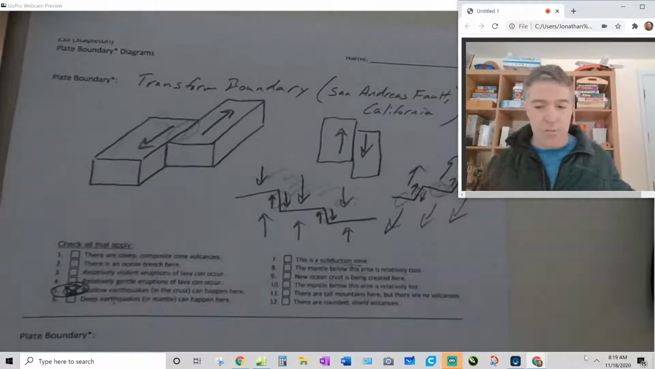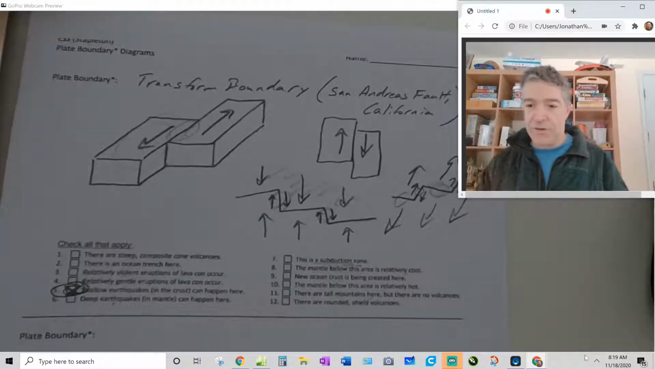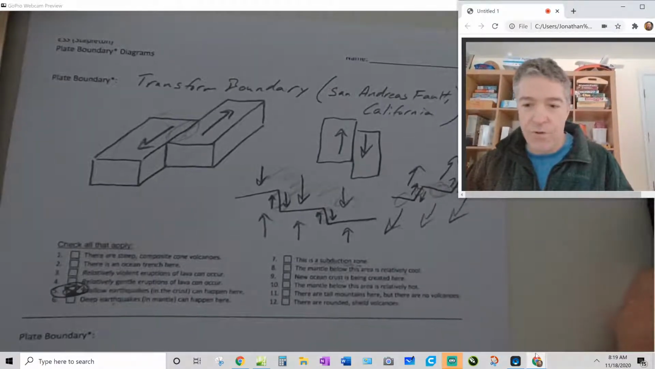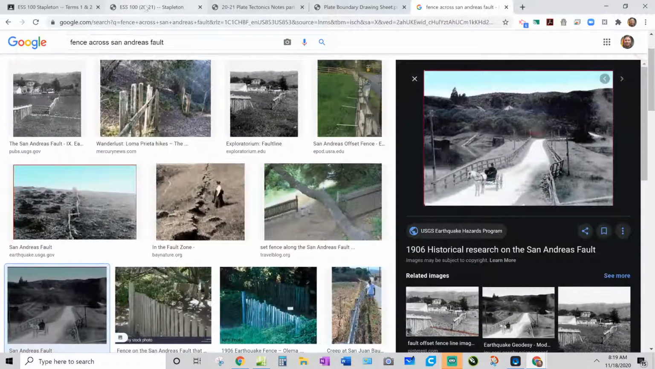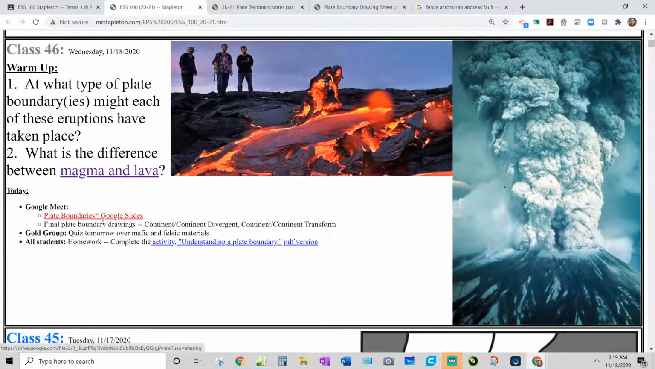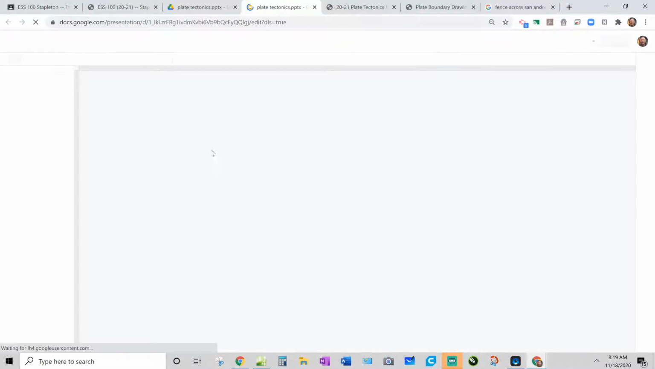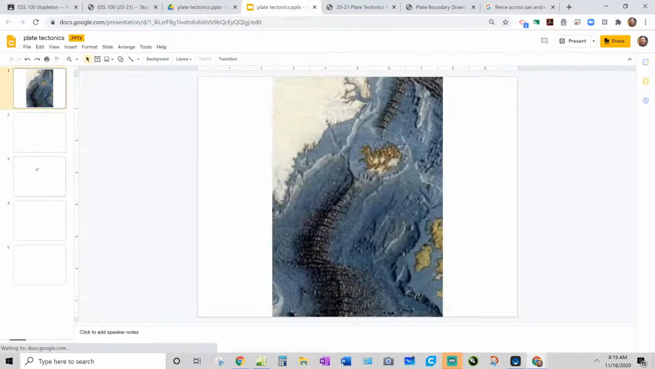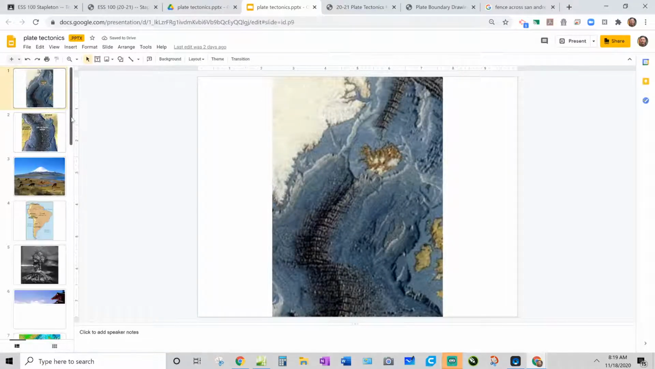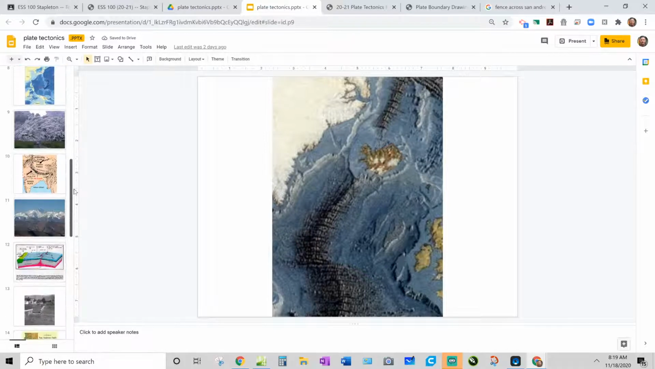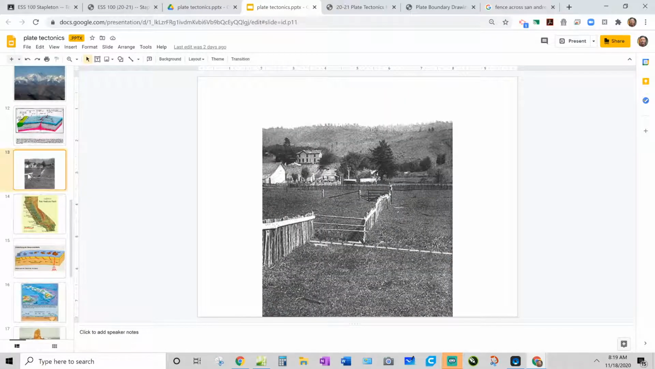Last kind of thing. I guess I showed you pictures of the San Andreas Fault, but let me show you a few more from a map view. I think I've got them on my website. I feel like I should open this in Google Slides because it's easier to get from slide to slide and show you exactly what I wanted to show you. All right, so this is one of those pictures of a fence.